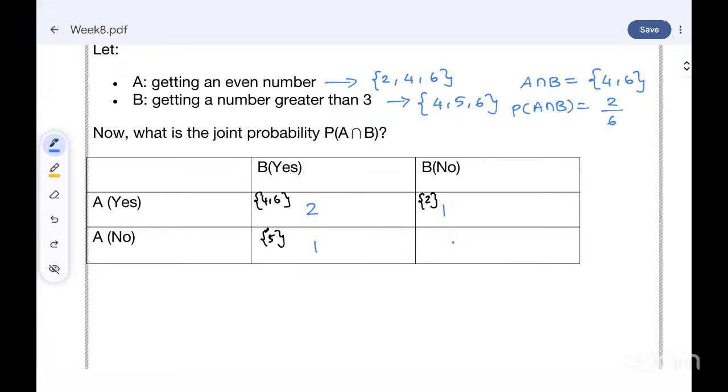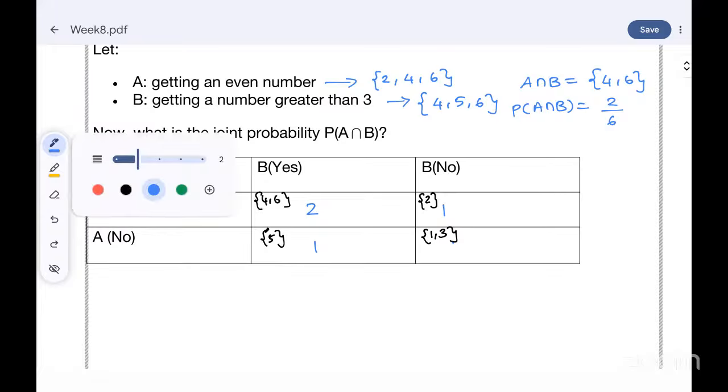It should not be in A and not in B as well. How many entries are there? Not in A as well as B. What are those entries? 2 and 5. What are the entries? 2 and 5. 1 and 3, right? It should not be in A as well as in B. Okay. So here again, only 2 entries.